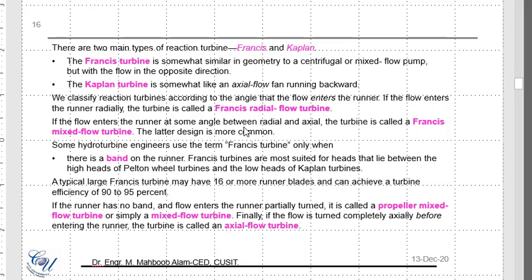Okay, so these reaction turbines can then also be divided further into two other kinds of turbines, namely the Francis turbine and the Kaplan turbine. You can go through these definitions which are mentioned here. They are basically more or less the same, but the difference is in the way the water or any other fluid is entering the turbines and exiting the turbines.